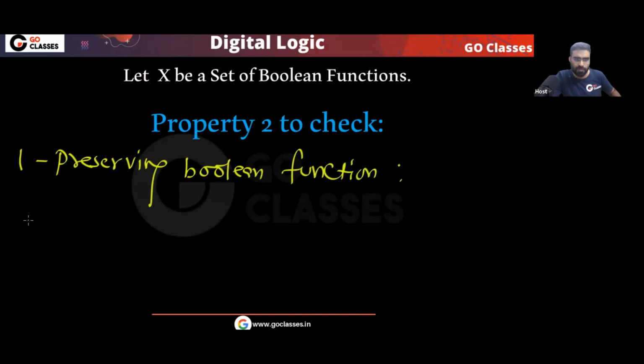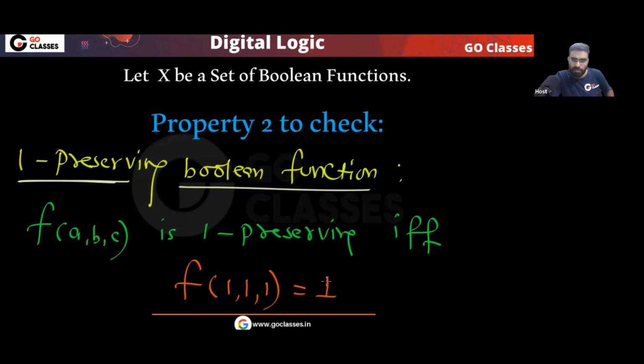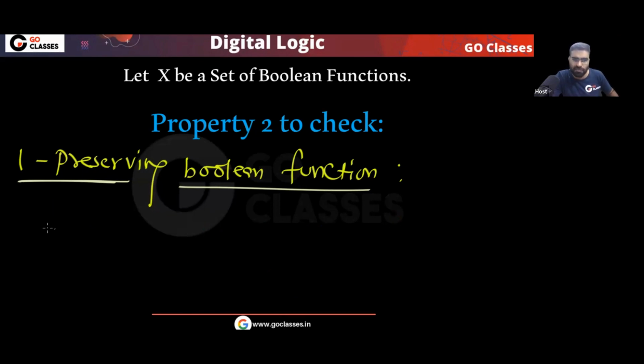What is the definition of one preserving function? One preserving Boolean function simply means if you replace all the variables by 1, the result must be 1. Yes or no? So remember, if I give you a function, when can I say this function is one preserving? This function is one preserving if and only if I replace all the variables by 1, the output must be 1. Okay, this is the definition of one preserving function.